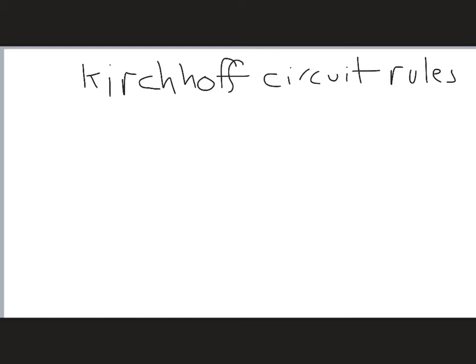Next up, we want to take a look at the Kirchhoff circuit rules. Now you'll recall that there are two different rules for analyzing multi-branch circuits. The first rule is called the loop rule. And the loop rule tells us that around any closed loop, the sum of the voltages is equal to 0.